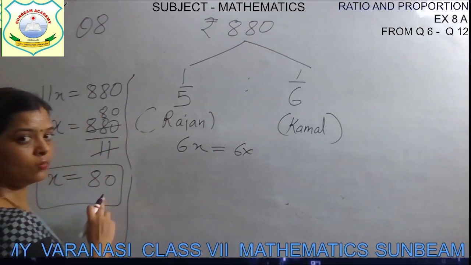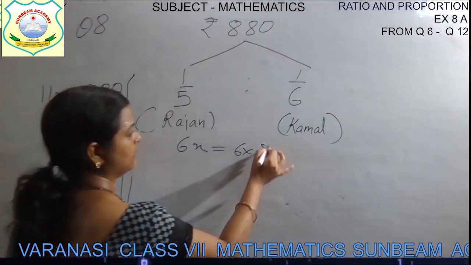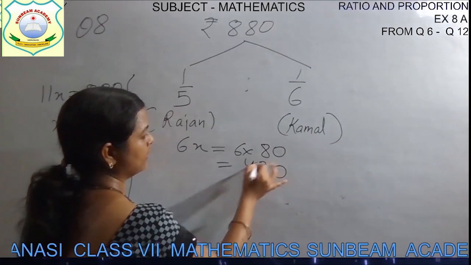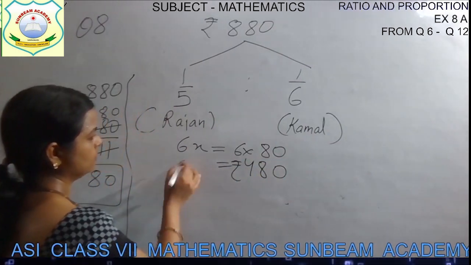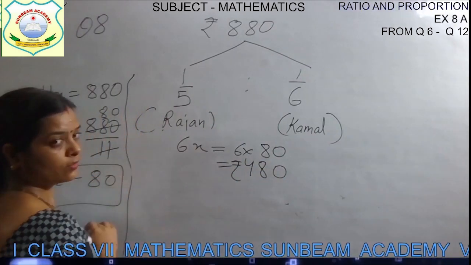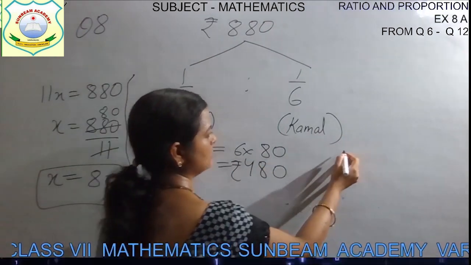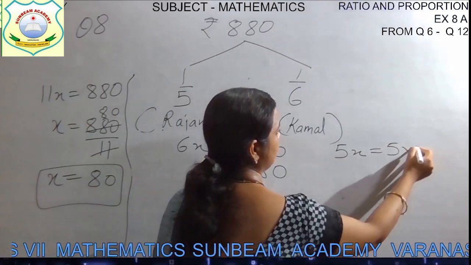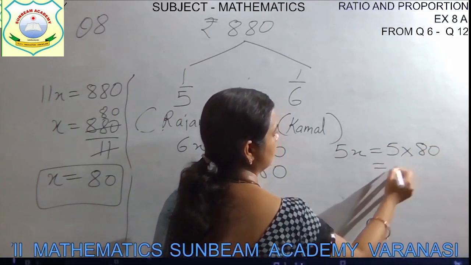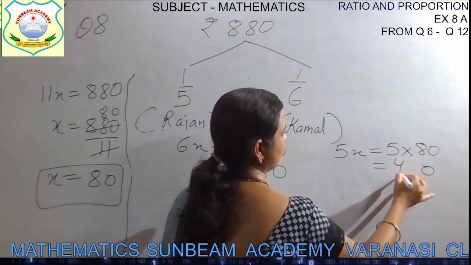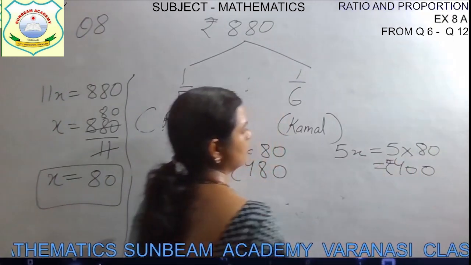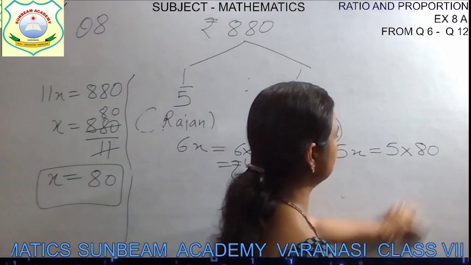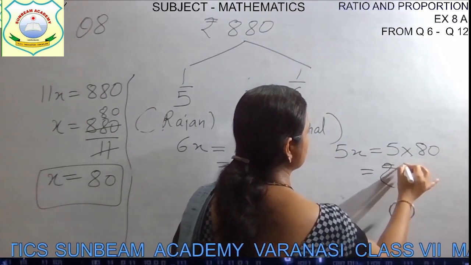X is how much? 80. So multiply it with 80. So 8 6s are 48. 480 rupees he will get. Who will get? Rajan. Okay. And for Kamal it is how much? 5x. That is 5 into x value 80. It will be 5 8s are 40. How much rupees, children? Rupees 400. Rupees, write down properly, children, is equal to rupees 400.